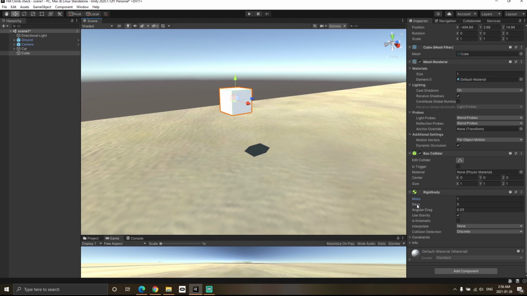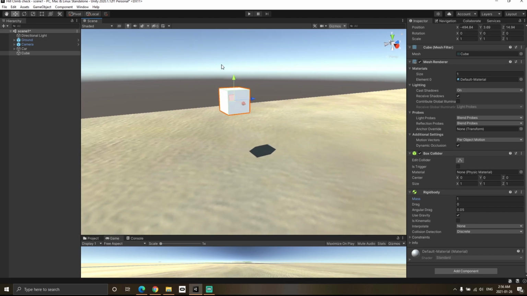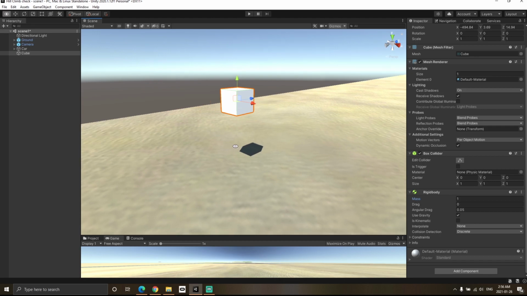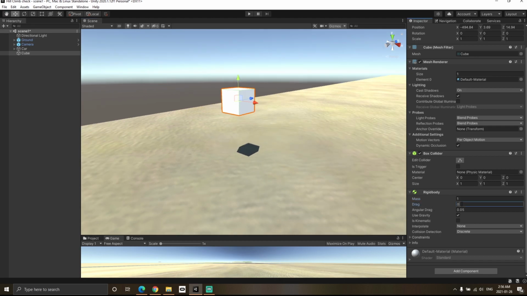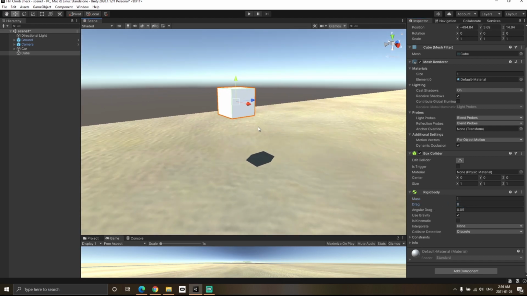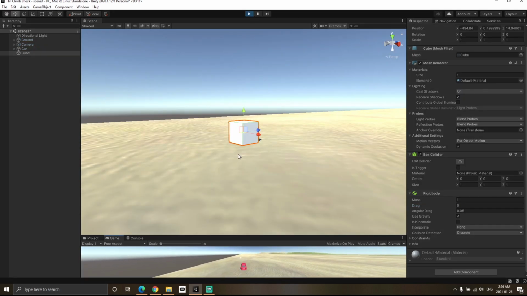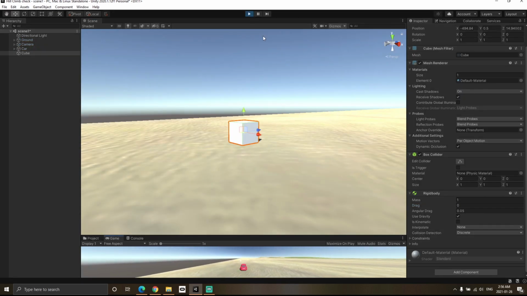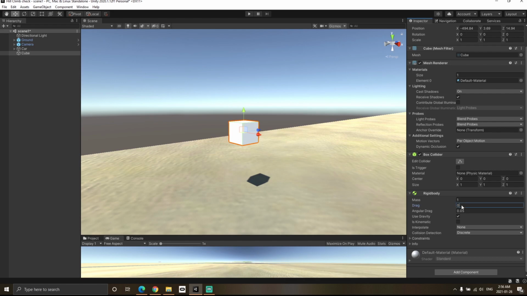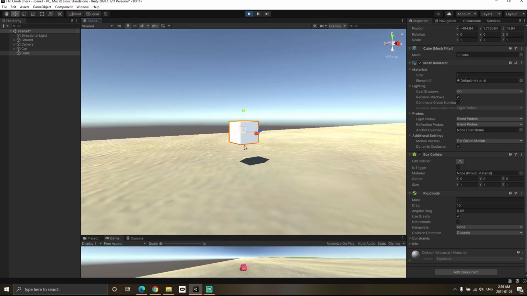Rigid body drag works in the same way, just like air resistance in real life. So you will notice that currently the drag value is 0 and I'm going to hit on the play button. So you will notice that the cube falls down. Now I'm going to increase the drag and hit on the play button again. You will notice that the cube falls down very slowly.